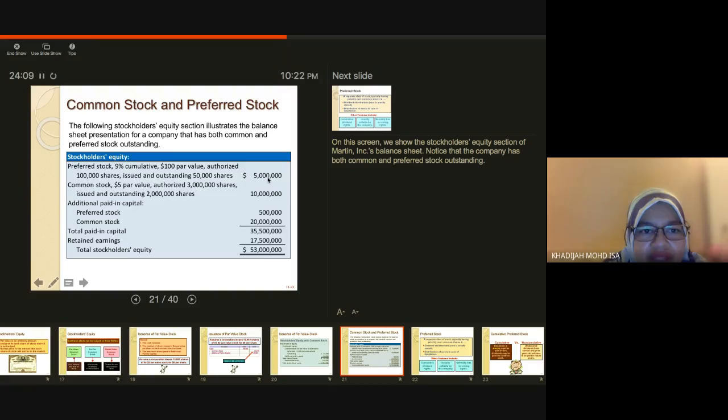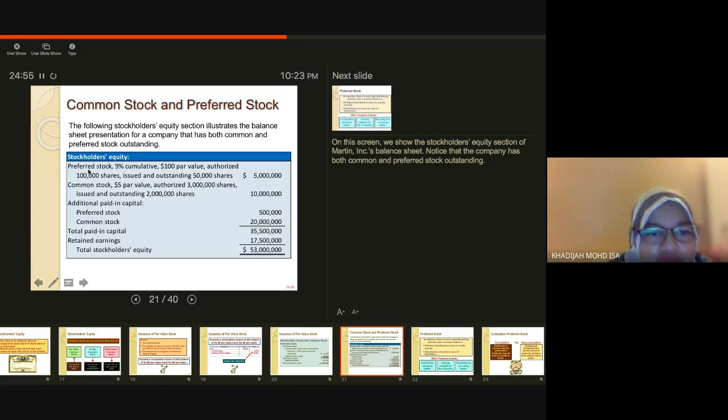So how do you get the 5 million preferred stock? It is 50,000 shares issued kan? Issued and outstanding. Par value dia berapa? 100. So 50,000 times by 100, you dapat 5 million lah. Tapi ada another common stock. $5 par value. Authorized 3 million. Issued and outstanding is 2 million. So how much is the value? You have 2 million issued times by 5 dapat 10 million. And then the additional ni maknanya bila dia issue at more than par value lah. So dia tunjuk kat sini preferred stock, premium is 500,000, common stock 500,000. So total semua ni ada 35.5 million.